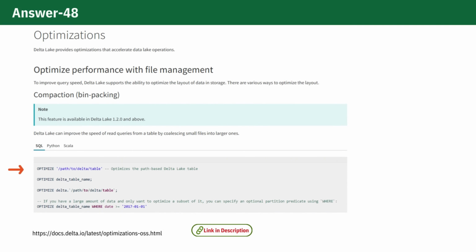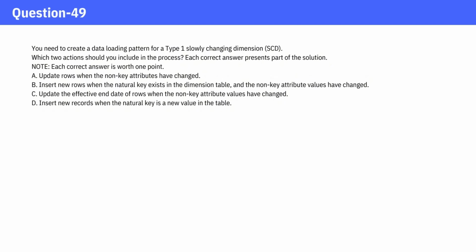Question 49. You need to create a data loading pattern for a Type 1 slowly changing dimension, SCD. Which two actions should you include in the process? Each correct answer presents part of the solution.